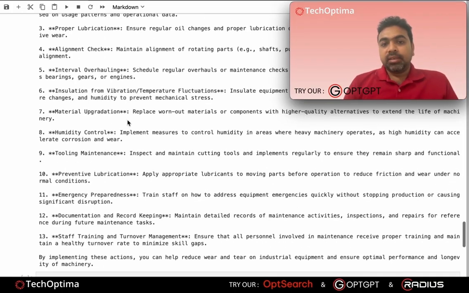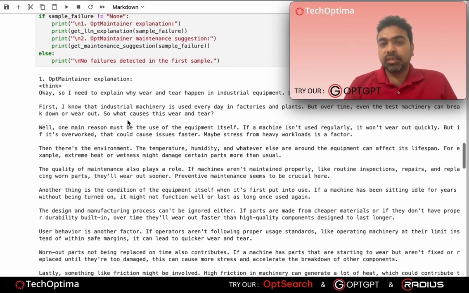So this is none other than the OptMaintainer, the LLM.